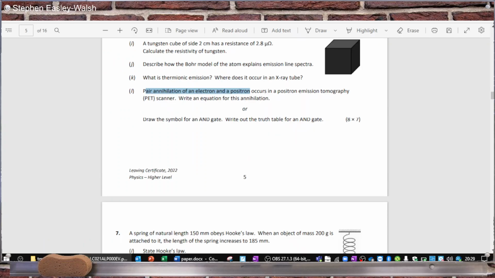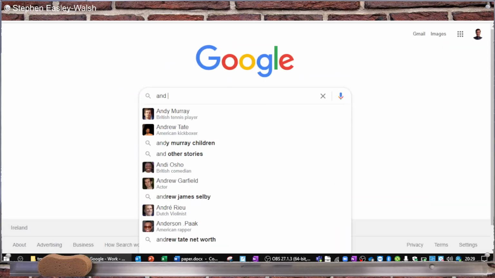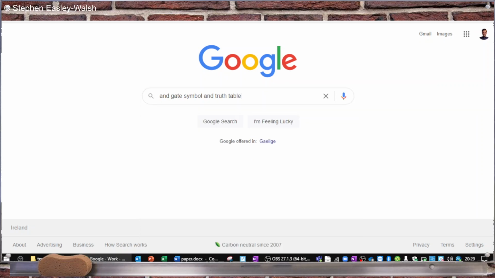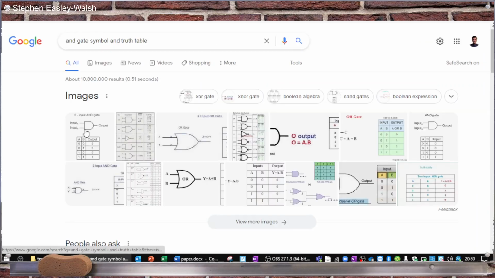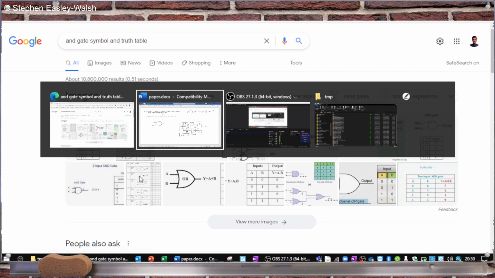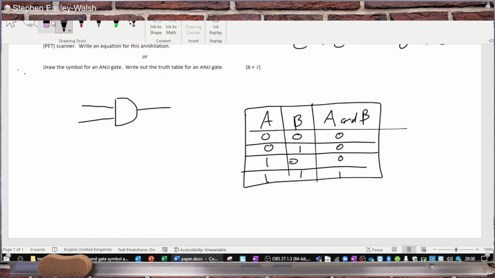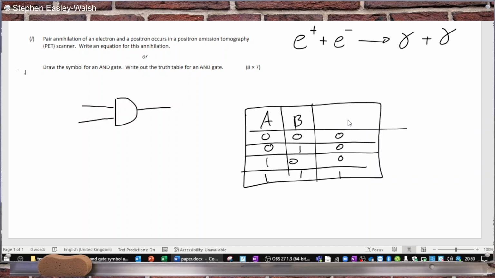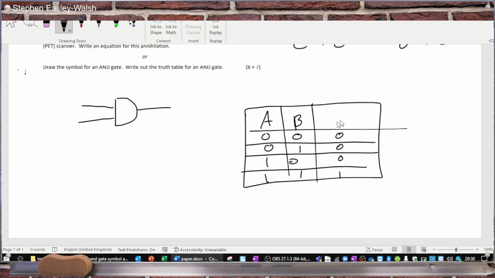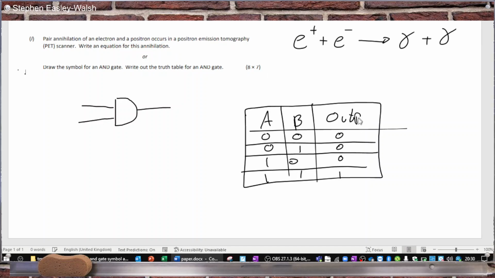Let's have a look here. AND gate symbol and truth table. Yep. Oh, output. I should have just called it output, shouldn't I? Well, it's not wrong, but I might as well keep it matched up with what most people do. We'll say A, B, output.